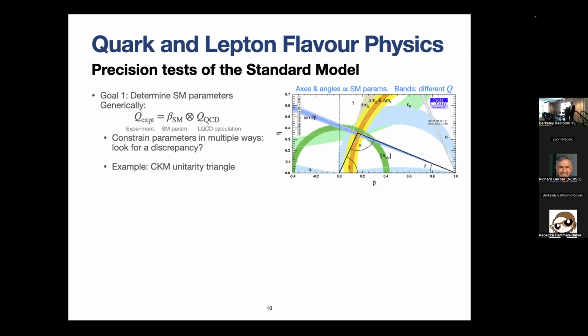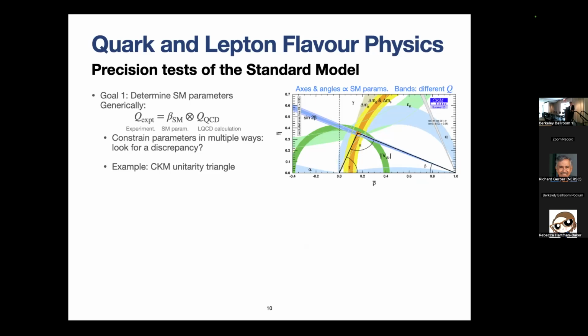Turning to a different topic, we also want to understand the standard model better and determine its parameters, as I mentioned at the start. And typically this is done by taking some quantity Q that we can measure in an experiment, for example, at the Large Hadron Collider. And that is generically something we can write in terms of some convolution of standard model parameters and things that we can calculate in lattice QCD. Really, because the experiments see hadrons in their final state, that's what you have to deal with. So you need lattice QCD.